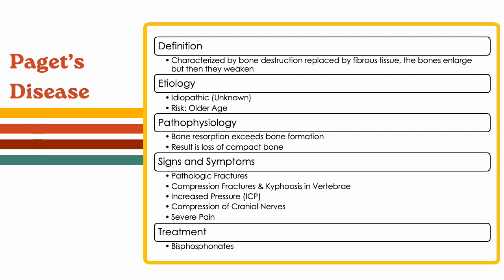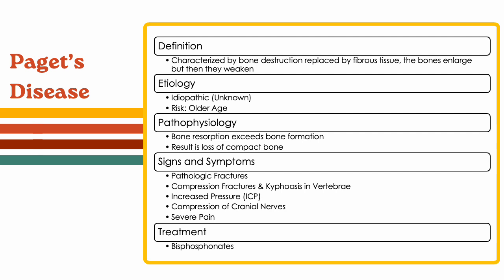As far as pathophysiology, you have bone resorption that exceeds bone formation, so the result is loss of compact bone, and again, it is replaced by that fibrous tissue, so you will see the enlargement, but those are weak bones because it's not the normal structure of a bone. Signs and symptoms would include pathological fractures. You may have kyphosis, compression fractures. You may have increased intracranial pressure. You may have compression of your cranial nerves, and it also may present as severe pain.